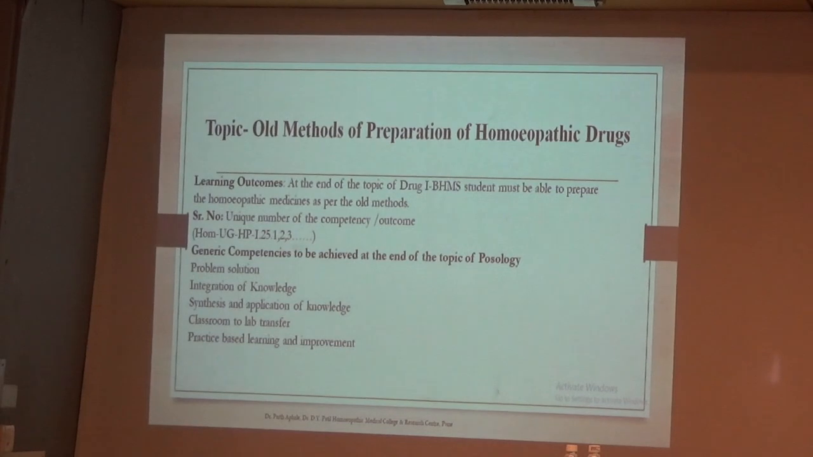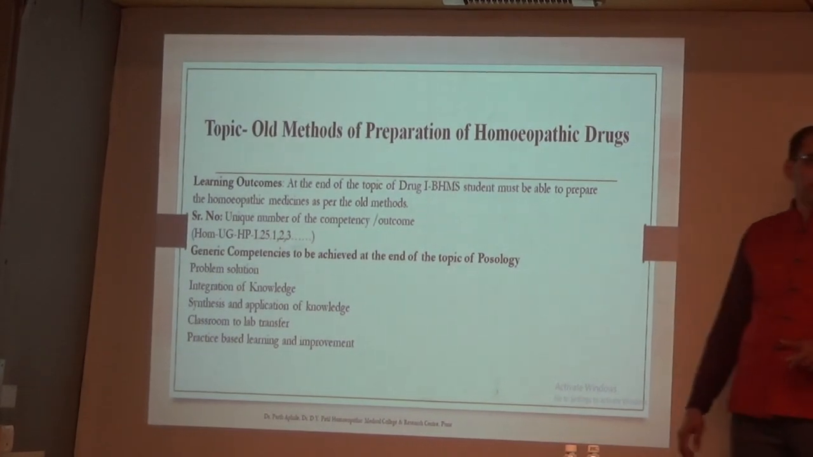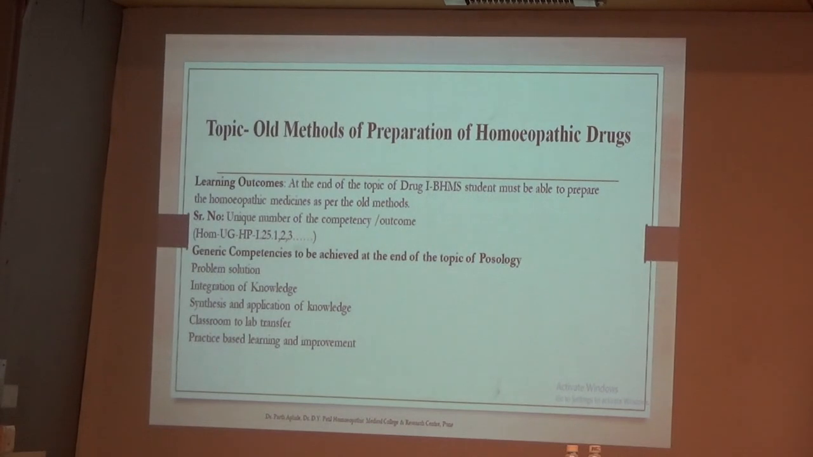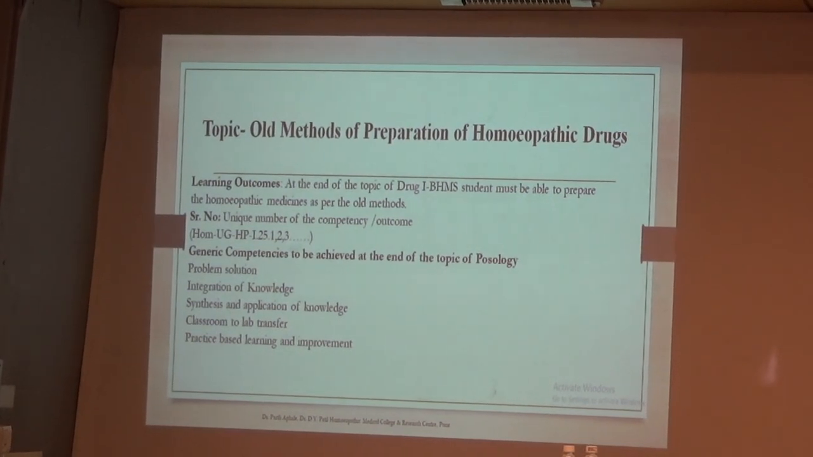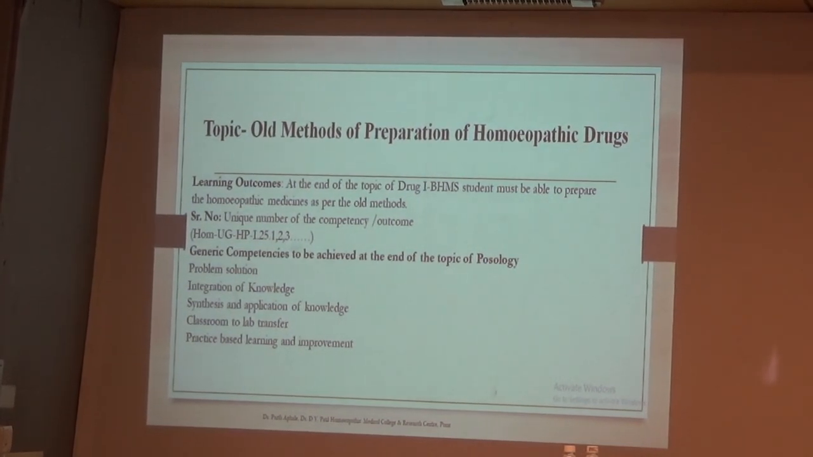So you are teaching the knowledge in the class. He has to grasp the knowledge, apply that knowledge in the laboratory and prepare the medicine. If you say prepare Natrum mur 3x, he must know Natrum mur belongs to which class, which vehicle is to be used, how it is to be done, and which potency. So 3x means he must know that it is the decimal scale, and accordingly he must be able to prepare. So this is where the generic competencies come, classroom to lab transfer.